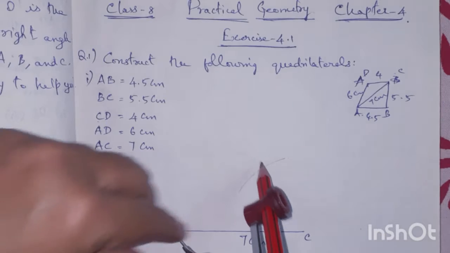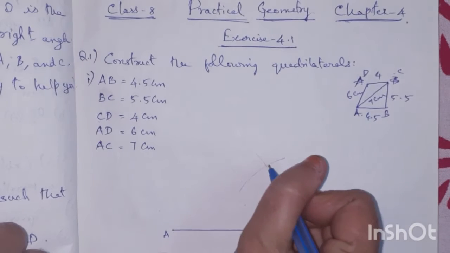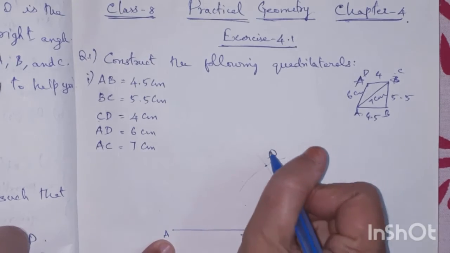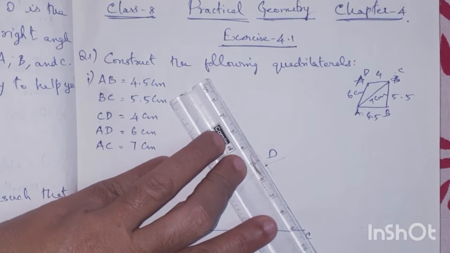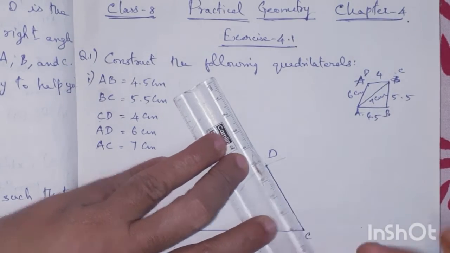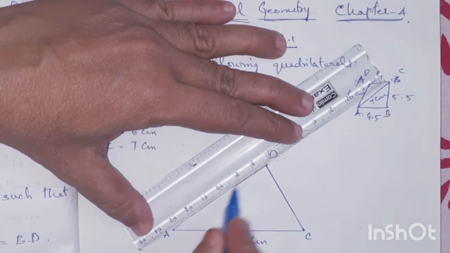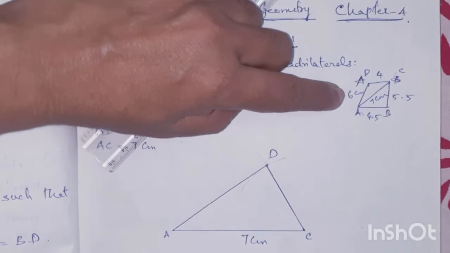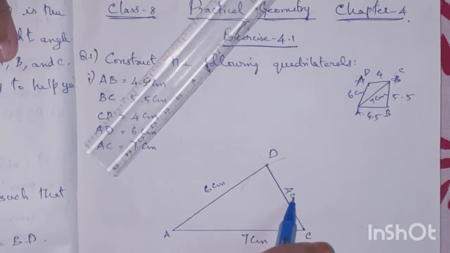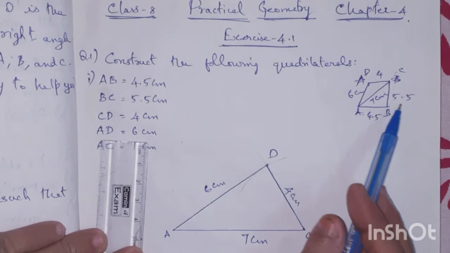From A we can draw another arc 6 centimeter. Now this is the point, the point D above AC. So we can join CD and DA. DA is 6 centimeter and CD is 4 centimeter. Now we can draw another arc from C, 5.5.